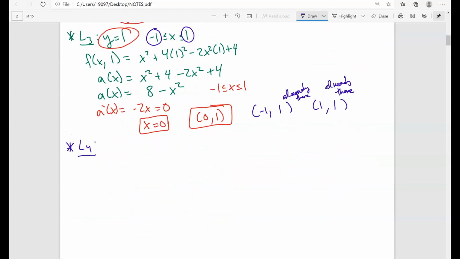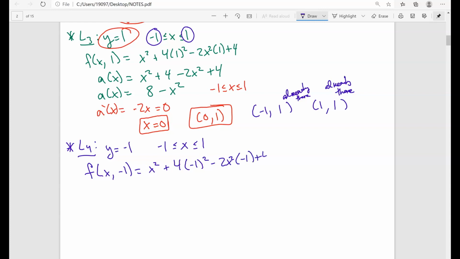So L4, then you got y equals -1. So that means in this case, your x values are going to be from -1 to 1. So again, we're going to do the same exact thing, x comma -1. So we're going to get x squared plus 4 times negative 1 squared minus 2x squared times negative 1 plus 4.